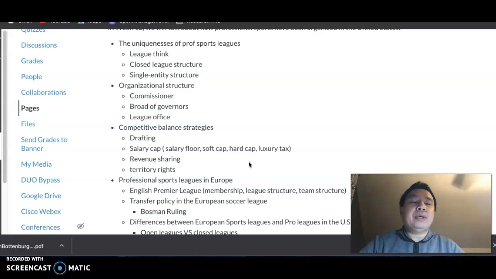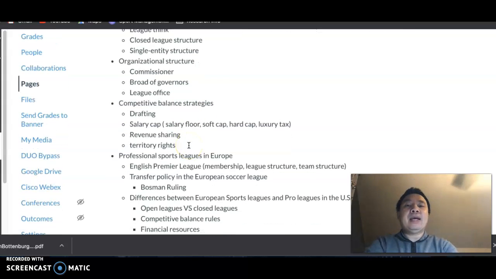There are some interesting arguments from the book. We also introduce what a closed league structure is, what a single entity structure is. And then we're going to talk a little bit about the organizational structure. On that, we're going to talk about the commissioner, who is obviously the most powerful person in a professional sports league. And then we're going to talk about the board of governors and the league office.